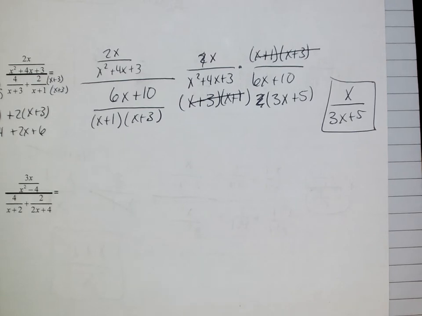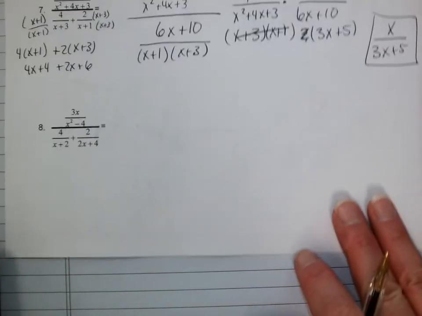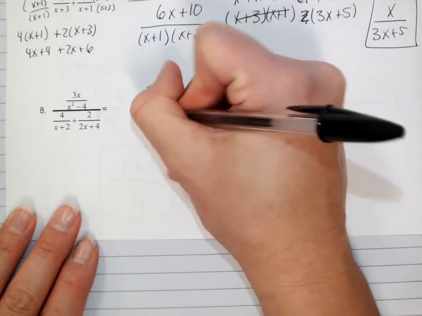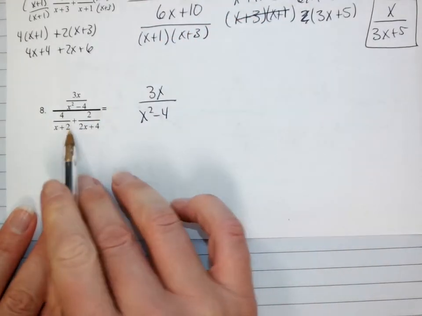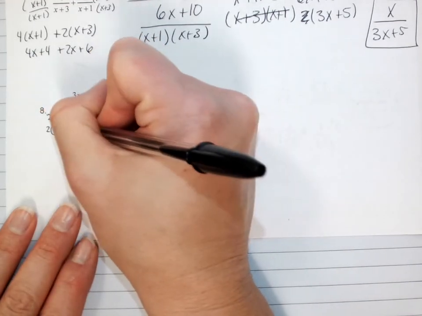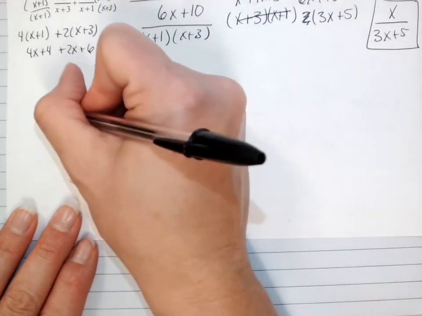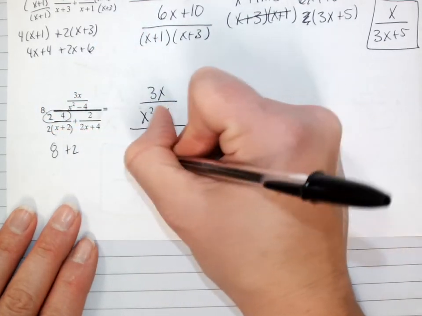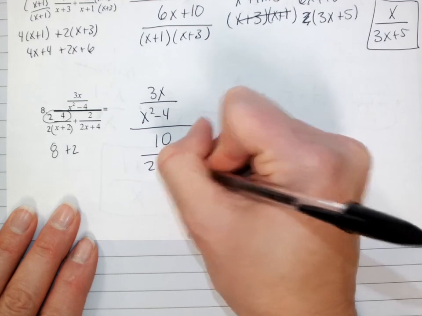Okay. How about one last equation? You're so excited, I can tell. Top equation, done. I can't do anything to that. X squared minus 4. This one, the only thing I need to do to make those the same is multiply this one by 2. Okay, so that is going to be 2 times 4 is 8 plus 2. So that's 10 over 2 times x plus 4.